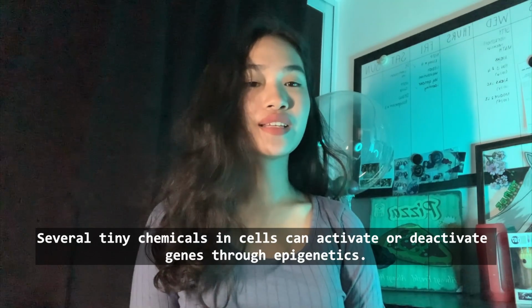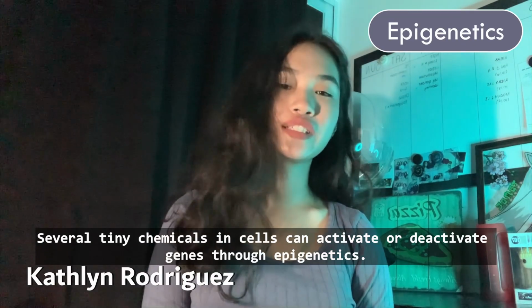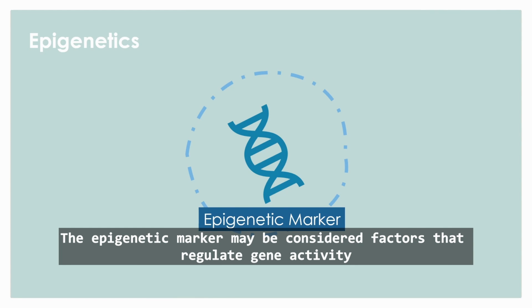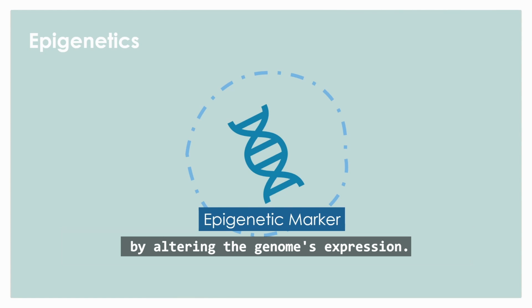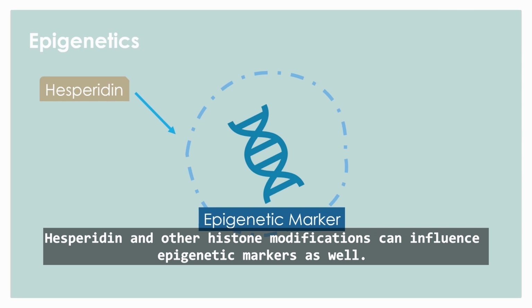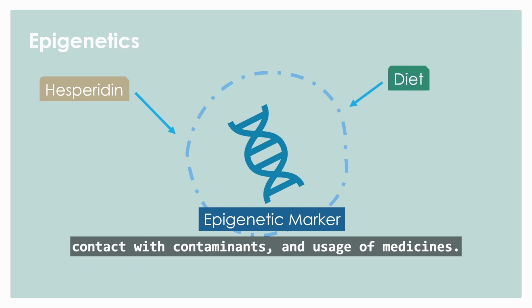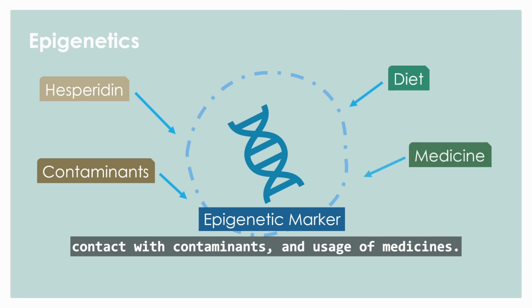Several tiny chemicals in cells can activate or deactivate genes through epigenetics. The epigenetic markers may be considered factors that regulate gene activity by altering the genome's expression. Histone modifications can influence epigenetic markers as well. The epigenome can be influenced by aspects such as a person's diet, contact with contaminants, and usage of medicines.